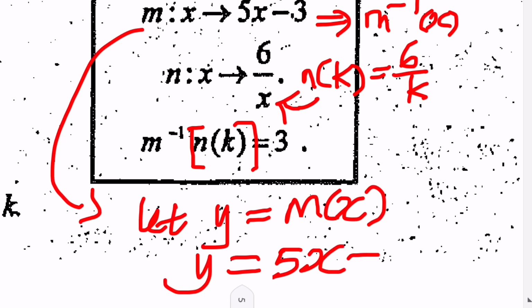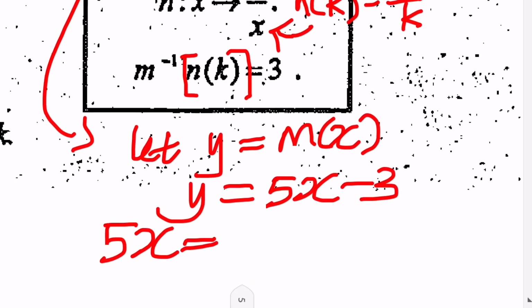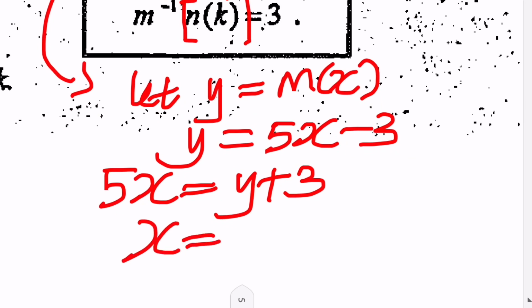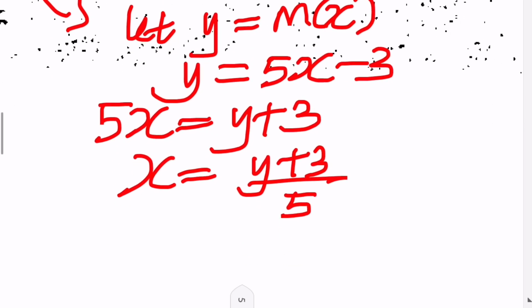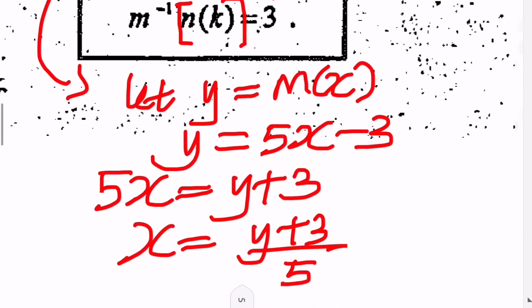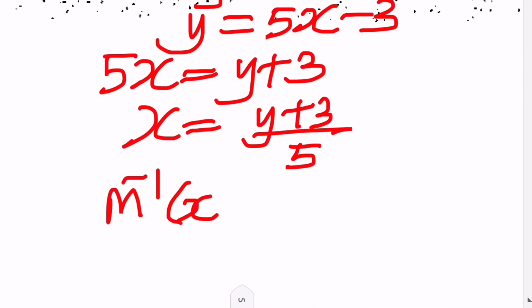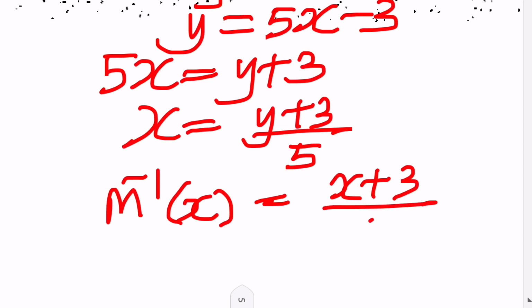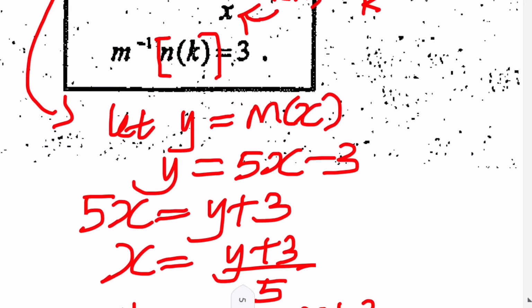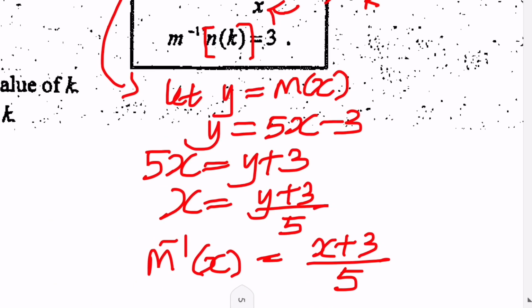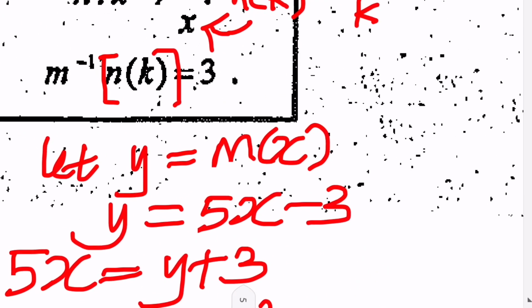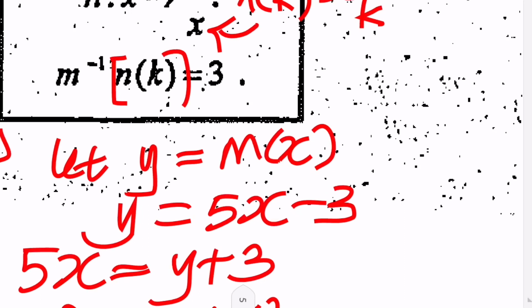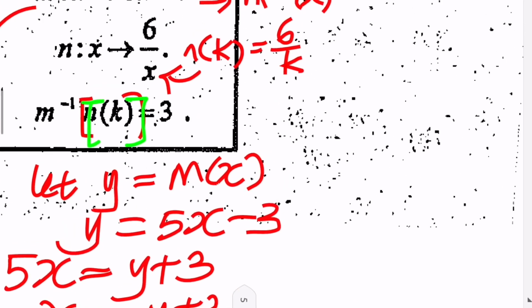Now we need to find the inverse function of m. So again, let y equal to m(x), and then find your x. So y equals 5x minus 3. So x is y plus 3 over 5. So the inverse of m is (x plus 3) over 5. Make sure you convert back to x first. Then only you substitute the object n(k). The n(k) is actually 6 over k, right? So make sure you understand, the n(k) is the object.